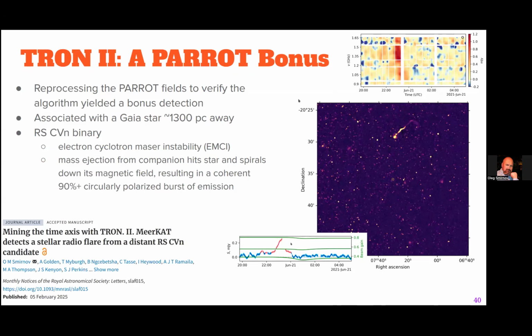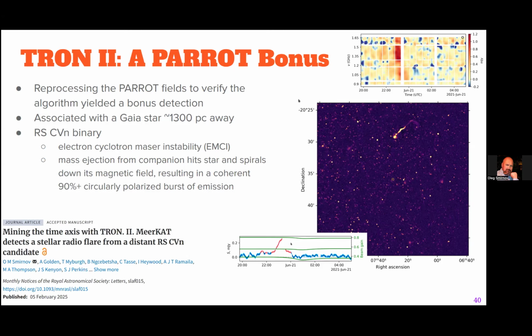Another thing we found was a complete bonus, right? I was running Bryfast on the parrot follow-up fields just to see that we could detect the parrot, right? Which we did. And in one of them, we picked up another detection. And that turned out to be associated with a Gaia star, 1300 parsecs away. Here's the light curve of that detection.